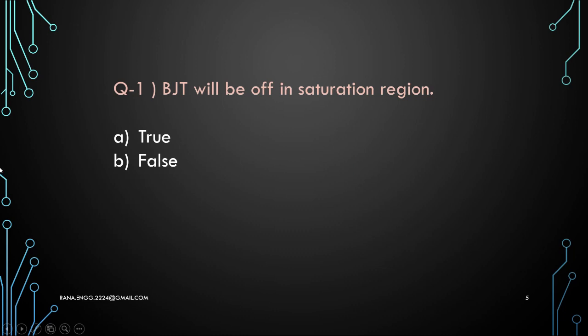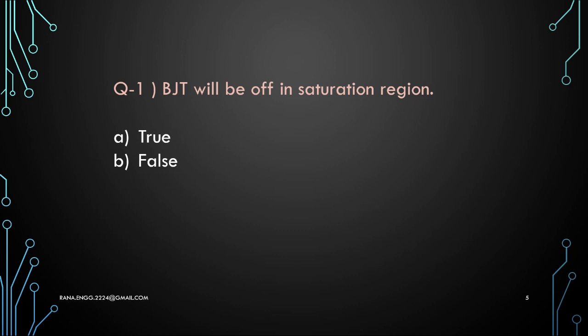The first question for today's class is: will BJT be off in saturation region? What is your answer? Is it true or false? In previous session briefly we discussed about the regions. What happens in saturation region?